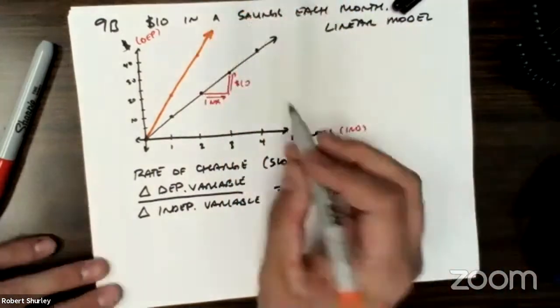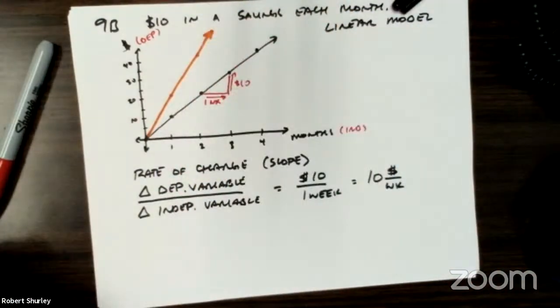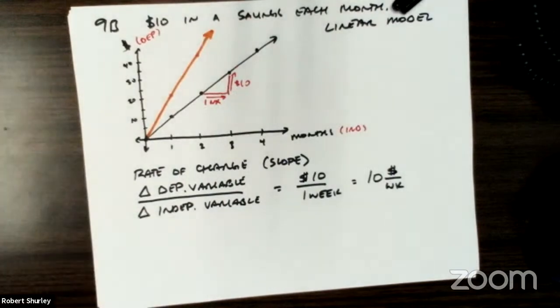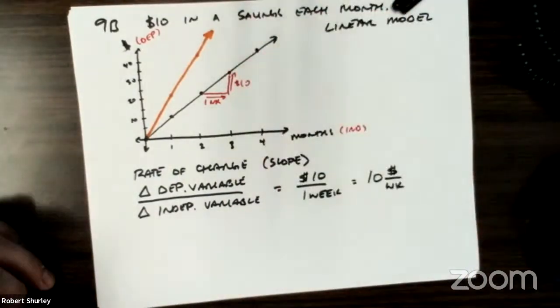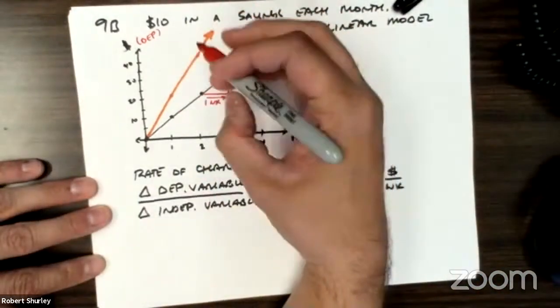So this is a different savings pattern. This line right here represents a different savings pattern of $20 per week. And we're going to do the same thing though. We're going to find the rate of change for this one. It's still going to be 10, but I want to show you graphically what's going on.